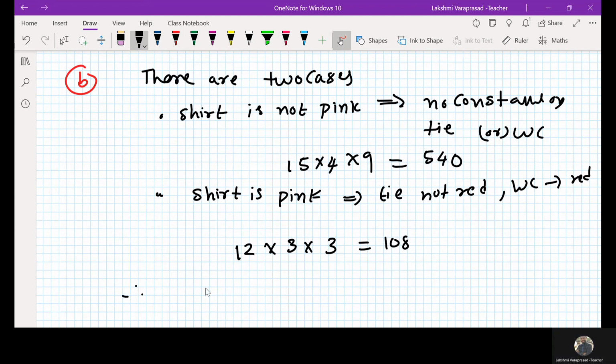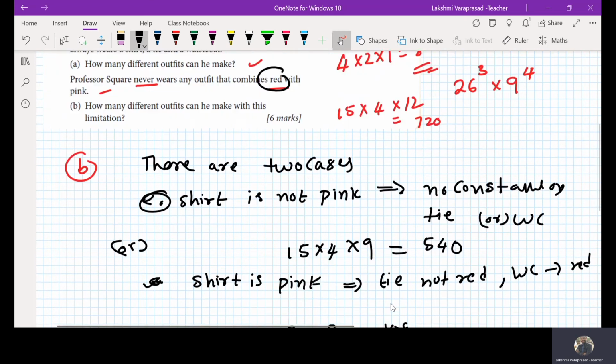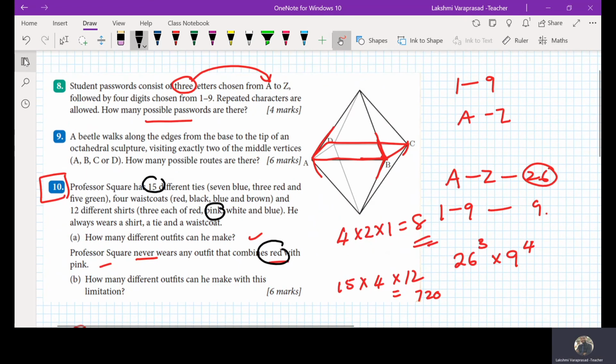Therefore, this is also possible, or this is also possible. Case 1 is one chance, case 2 also one chance. That means 540 plus 108, 648 possibilities. He has a total of 648 possible ways to choose this combination. This is the 10th question.